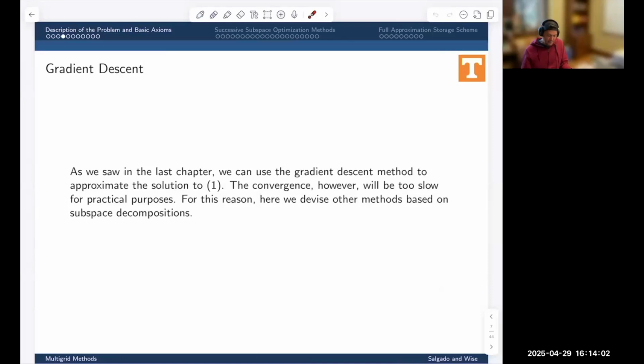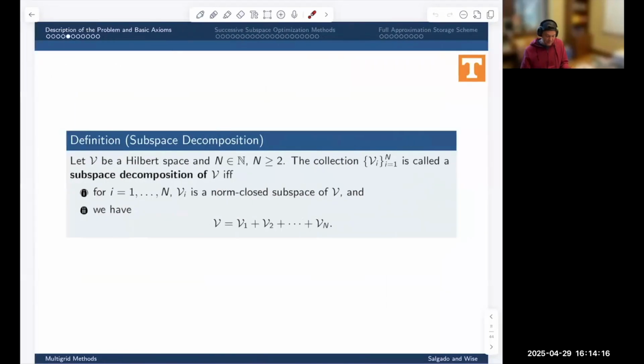All right, so as we saw in the last chapter, the gradient descent method will converge, but it's too slow for convergence to be practical, and so we want to come up with something a little bit different. Now, subspace decomposition, we described this last time, and this is the same as before. I just decided to split this definition into 2 or 3 parts.